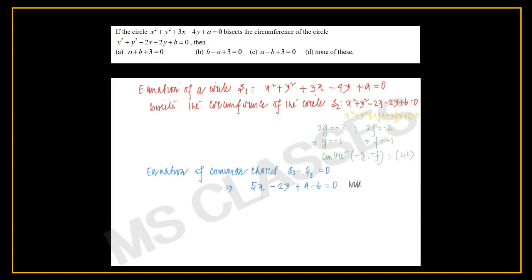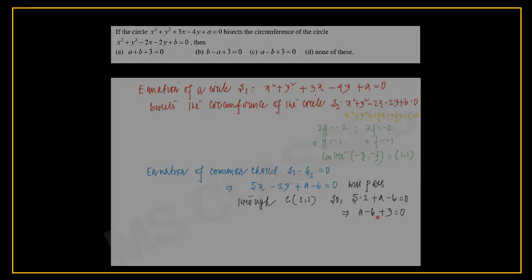This will pass through the center, that is 1 comma 1. So what we get is 5 minus 2 plus a minus b equal to 0. And this gives us a minus b plus 3 equal to 0, which is the required condition here, or you can say the required relation between a and b. Better to say the relation between a and b.